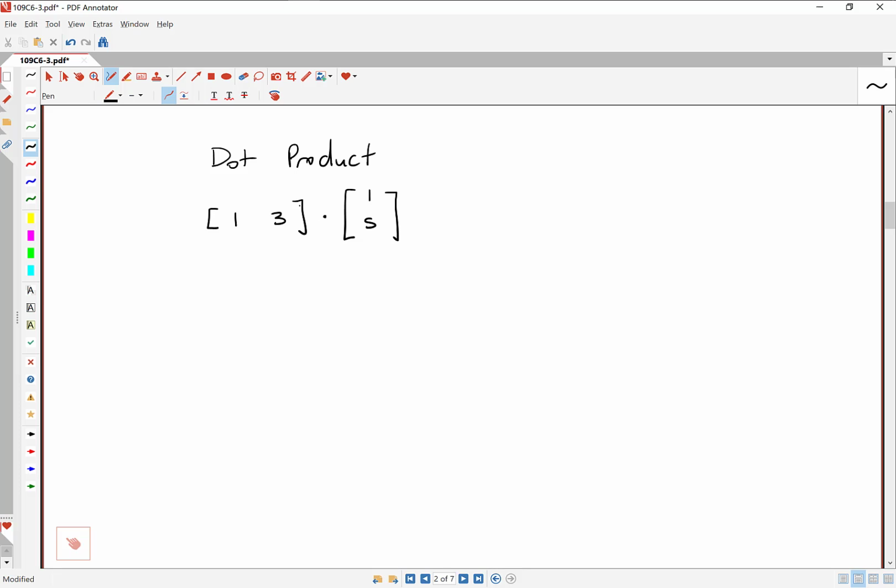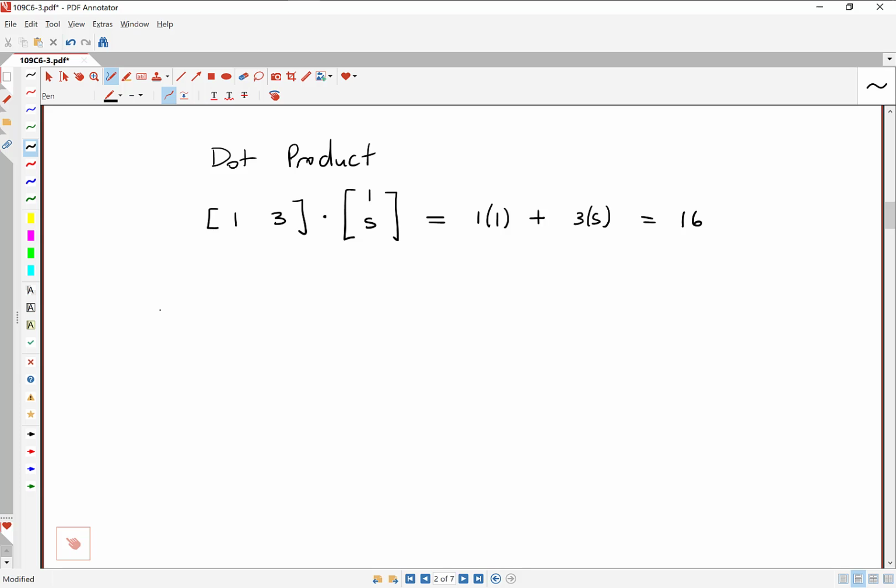Okay, so we're going to see how to take the dot product of the row 1, 3 with the column 1, 5. Well, the way the dot product works is you multiply the first numbers together, so 1 times 1, and you multiply the second pair of numbers together, so 3 times 5, and you're just adding the results. So you're doing a product plus another product, and that's just going to boil down to a number. So we'd have 1 plus 15 is equal to 16.